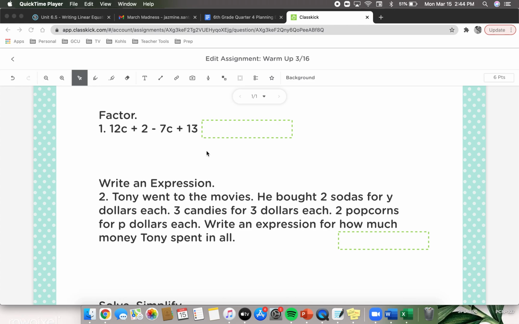We're going to work on our warm-up. Looking at number 1, it wants us to factor 12c + 2 - 7c + 13. Well, in order to factor, we need to combine like terms.